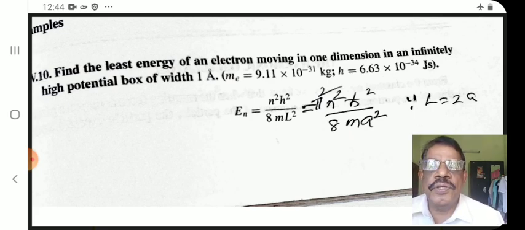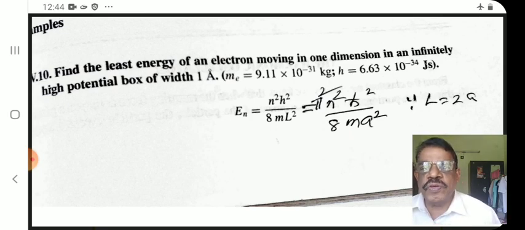If we put 2a as L, a is L by 2. Put it here in the equation. In the place of a square, we write L by 2 whole square, so 4 comes in the denominator. H cut is h by 2 pi, so 4 pi square is coming. Pi square cancels, 4 cancels. You will see the first formula, n square h square by 8 m L square. So when you write L square, in the numerator there is h square, no h cut, and there is no pi. If we write L as 2a, in the numerator there is h cut square and also pi square.